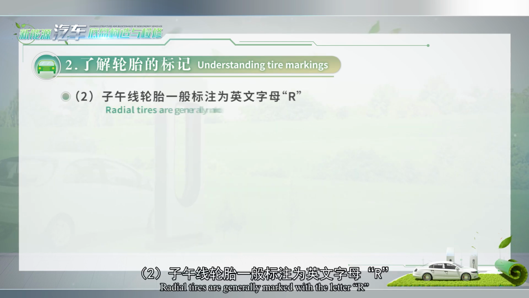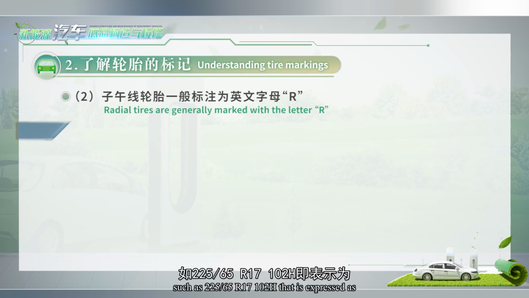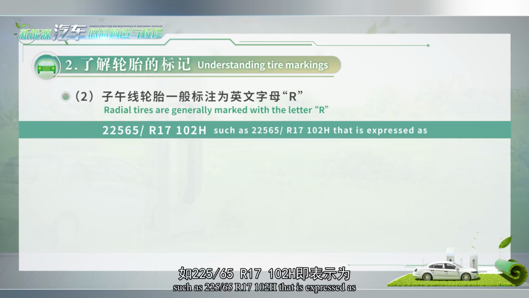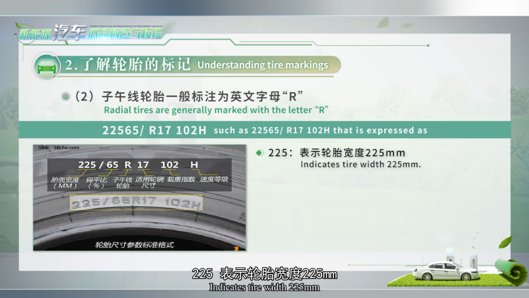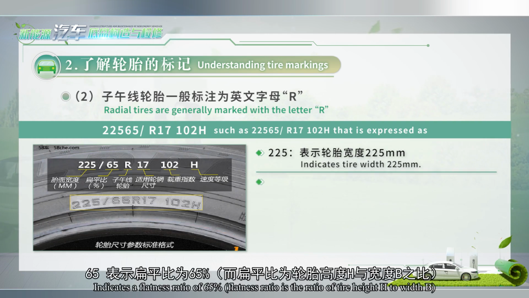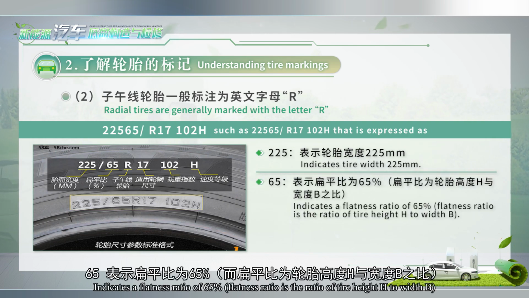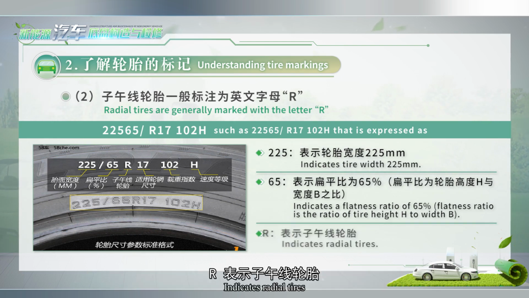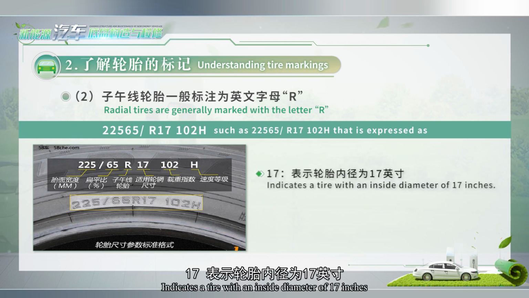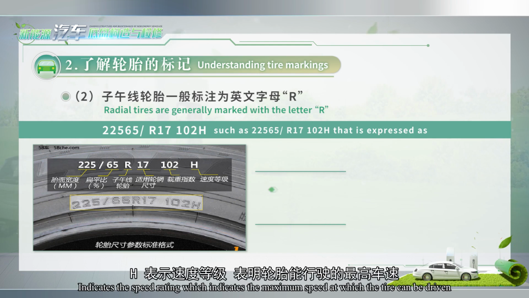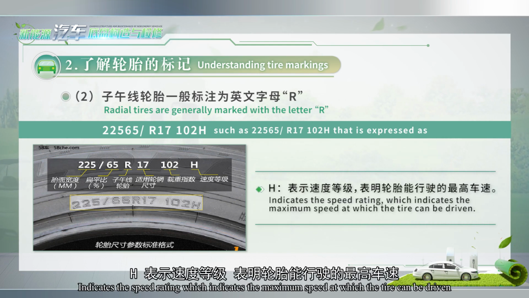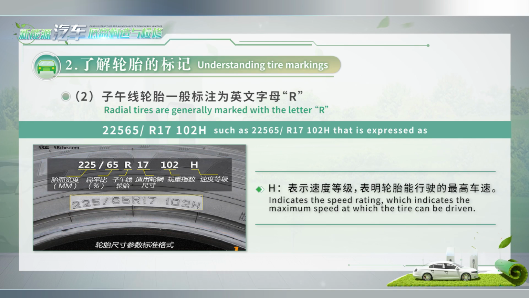Radial tires are generally marked with the letter R, such as 225/65 R17 102H, which indicates a tire width of 225 mm, and a flatness ratio of 65%. Flatness ratio is the ratio of tire height H to width B. R indicates radial tires. 17 indicates a tire with an inside diameter of 17 inches. 102 indicates load class, i.e. maximum load mass. H indicates the speed rating, which indicates the maximum speed at which the tire can be driven.